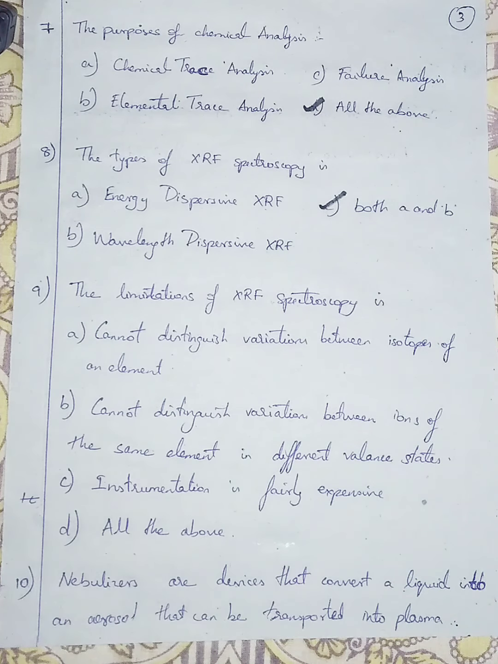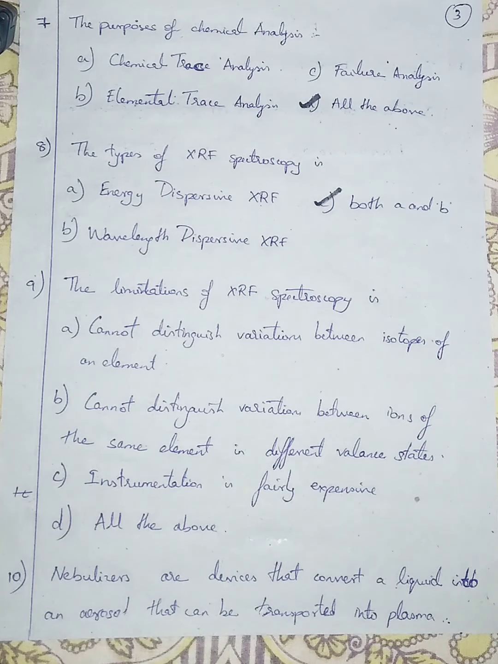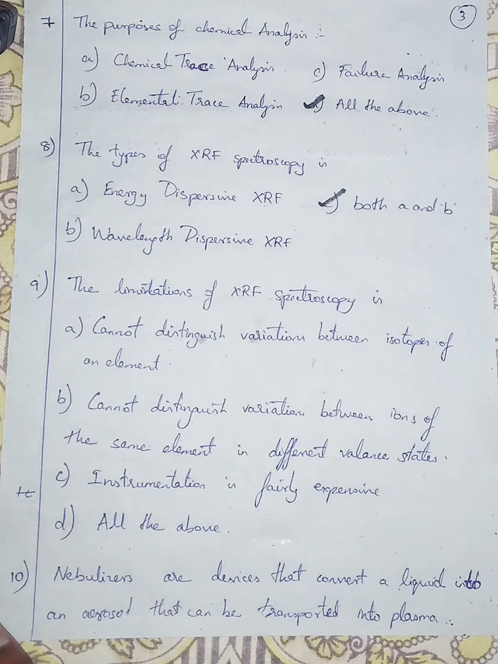Question number 9. The limitations of XRF spectroscopy are. What are the limitations of XRF spectroscopy? The samples cannot be distinguished for variations between isotopes of an element. What are isotopes? Same atomic number but different mass numbers. Isotopes are the elements having the same atomic number but different mass numbers. You cannot distinguish between various isotopes.